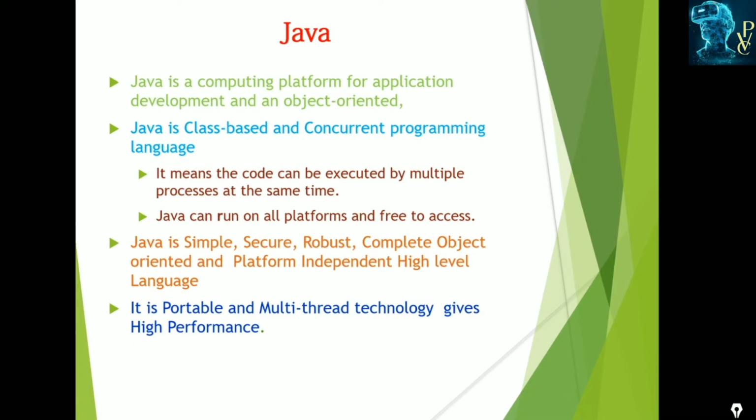And it is also concurrent programming, meaning multiple processes or multiple programs execute simultaneously. Sun Microsystems defines Java as a simple, secure, robust, complete, object-oriented and platform-independent high-level language. They also define Java as a portable and multi-threaded programming language which gives high performance.